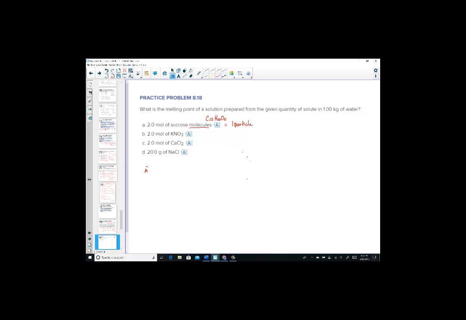So when I think about letter A, I have 2 moles of my solute, my change in freezing point is going to be equal to the 2 moles of sucrose in a kilogram of water times the freezing point depression constant, 1.86, times the number of particles. The number of particles here is 1.